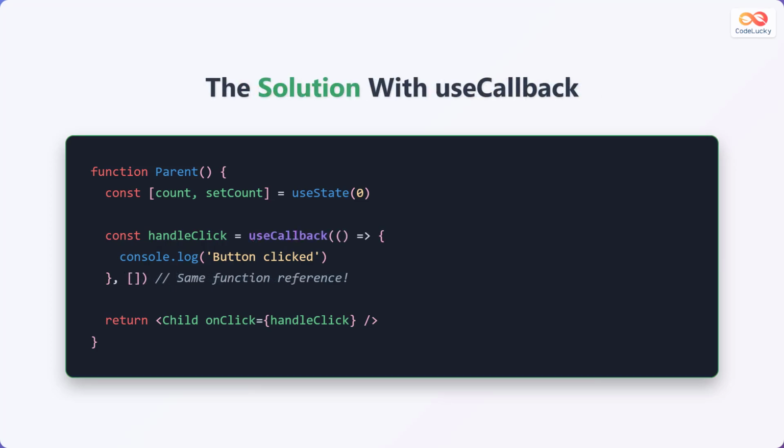Now let's see how useCallback can solve the problem. By wrapping the handleClick function with useCallback, we ensure that the same function reference is maintained across re-renders of the parent component. The useCallback hook memoizes the handleClick function, so it only changes if one of its dependencies changes. In this case, the dependency array is empty, so the handleClick function will never change.